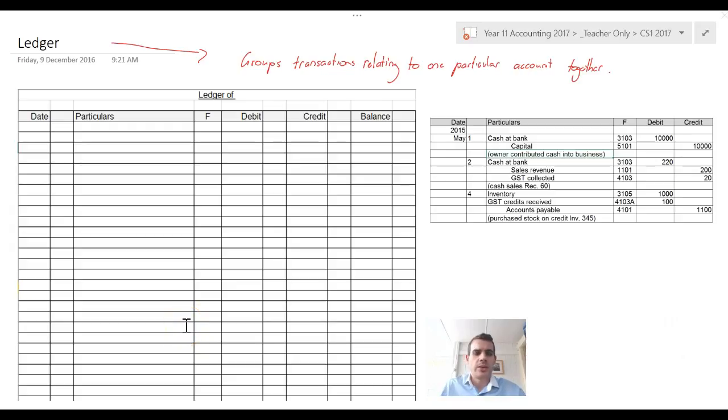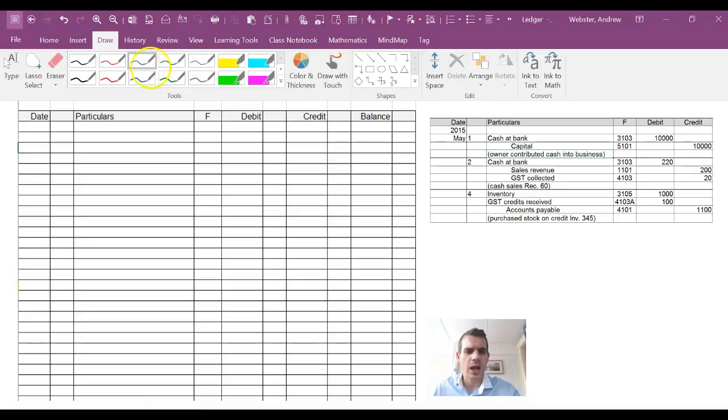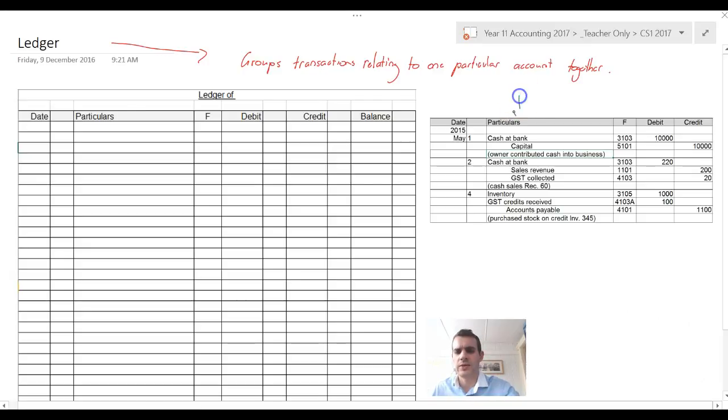In this video, we're going to be talking about the general ledger. The aim of the general ledger is to group transactions relating to one particular account together. So it's about making more meaning of particular accounts. For example, if we wanted to know the balance of the cash at bank account, if we look over here in the general journal, we see a cash at bank entry, another cash at bank entry here. It doesn't really tell us too much information. So that is the whole purpose of the ledger, to give us more meaningful information about individual accounts.